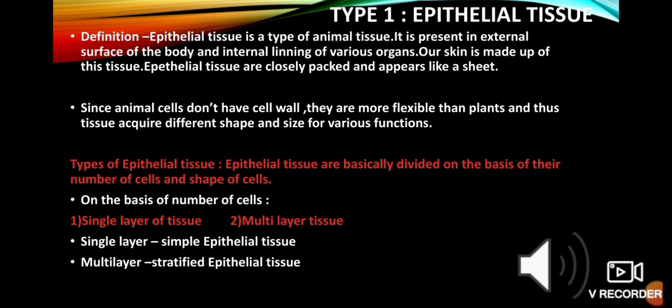Single layer of cells have got a special name known as simple epithelial tissue, whereas the multi-layer cells have got the name stratified epithelial tissue. So, epithelial tissue is divided into two types on the basis of the number of cells. First is the simple epithelial tissue and the second is stratified epithelial tissue.